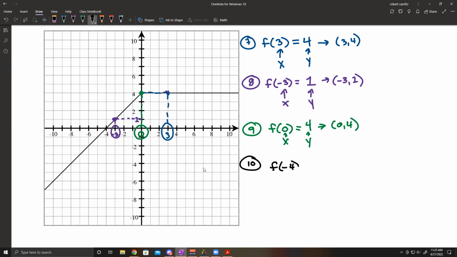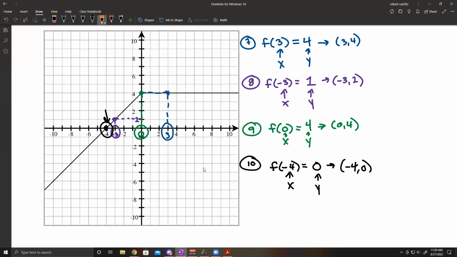F of -4. There we go. So when x is -4, we are right here on the x-axis at -4. When x is -4, we see that the graph crosses there at -4, which means that when x is -4, since it's on the x-axis, y is 0. There's our y value. So that is -4, 0.